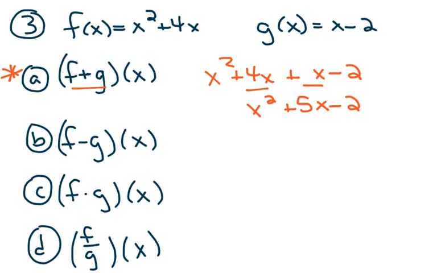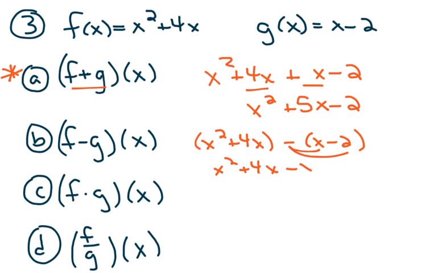F minus g is the same as subtracting the two functions, but when you subtract them, you have to be careful. Notice that I'm putting it in parentheses. The reason I'm doing that is because I have to distribute this negative. So I get x squared plus 4x minus x plus 2, which is going to be x squared plus 3x plus 2.